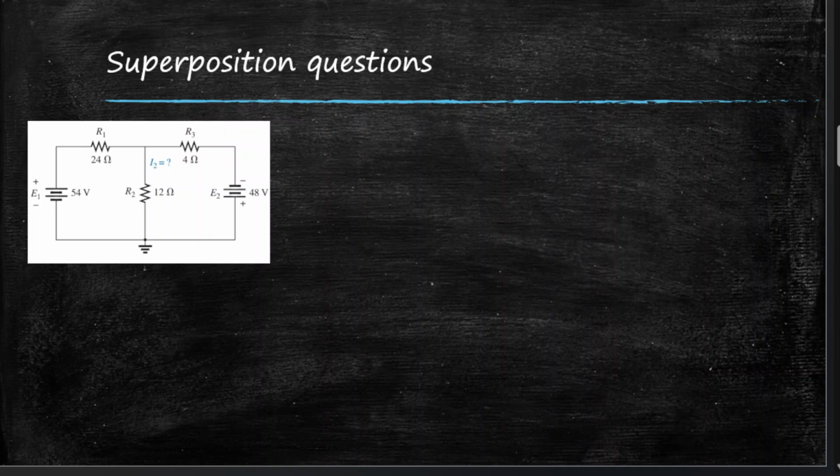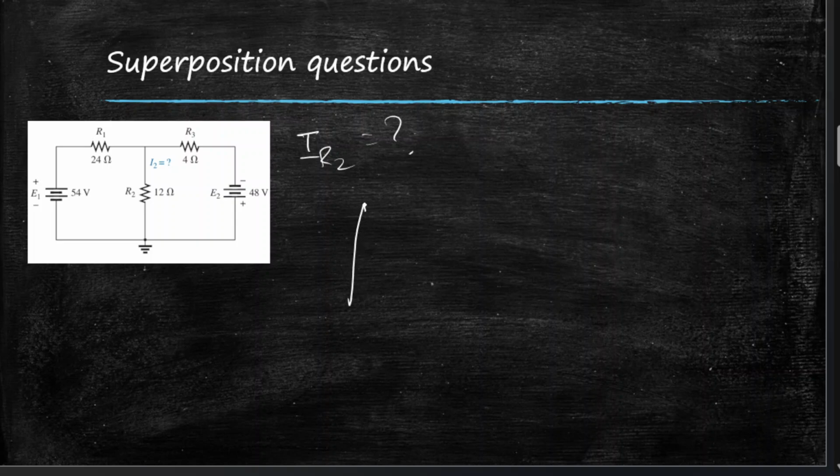Now let's do another question. Now our task here is to find the current flowing through the resistor R2. So IR2 is equal to what? Again R2. Now we'll employ the same techniques. First, let's redraw the circuit by removing the source E2. So we will analyze for E1 first.